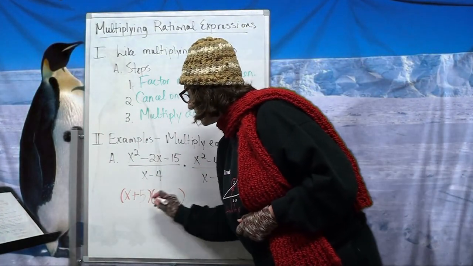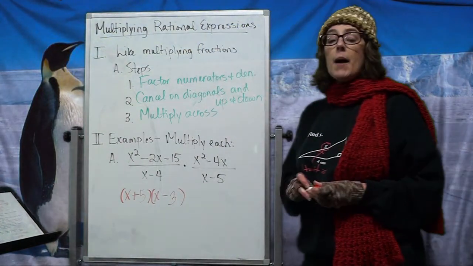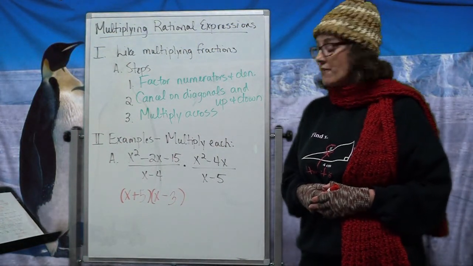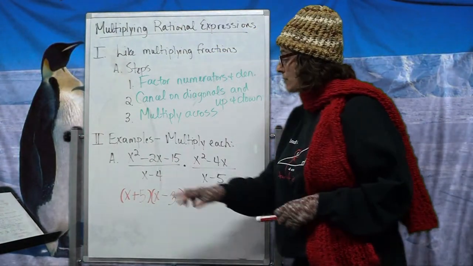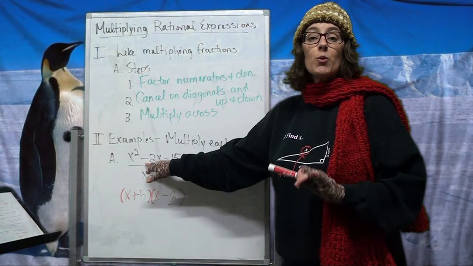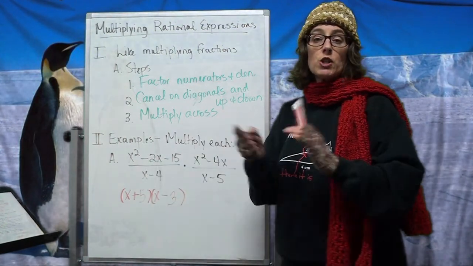So I'll put my 5 here. I'll put my 3 here. I'm just going to check those outsides and insides to see if I've got it right. Out here I get a negative 3x, and here a positive 5x. That gives me a positive 2x. Remember, right number, wrong sign just means switch signs.